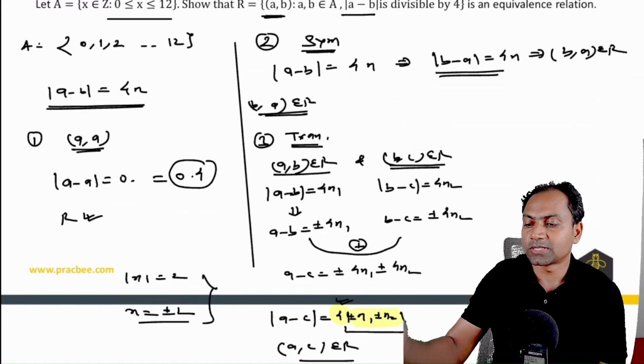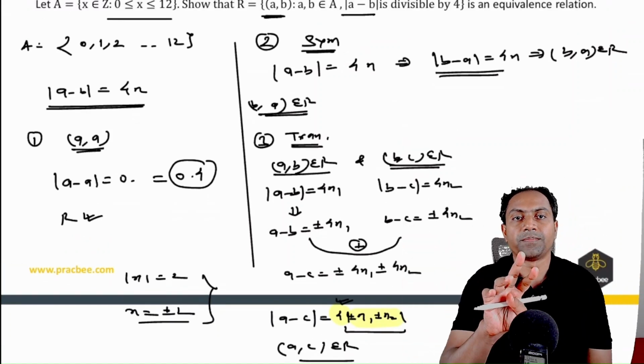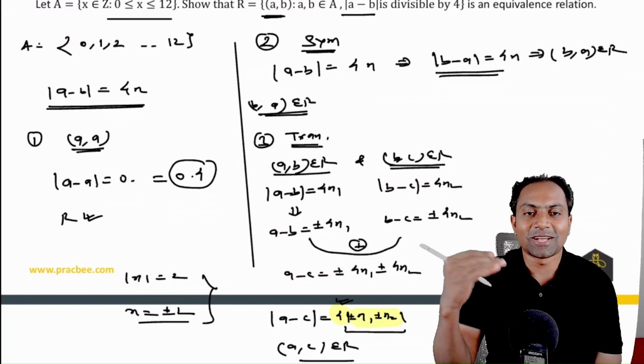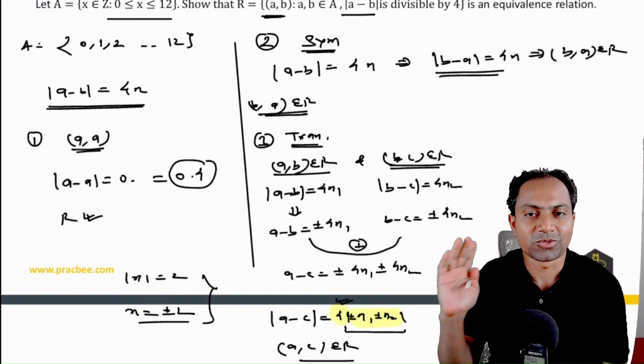So again, we started with the idea of a comma a, then a comma b and b comma a, then a comma b, b comma c, and a comma c. This is how we can systematically prove such kind of questions.